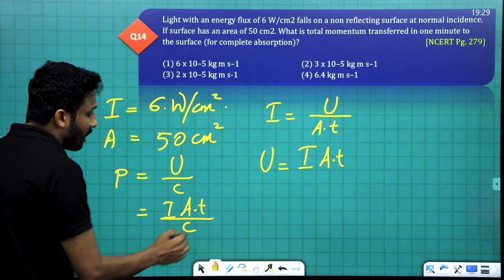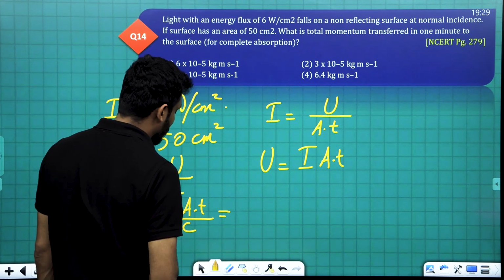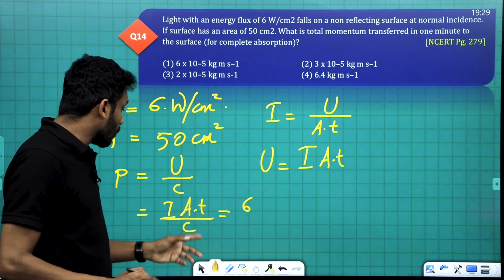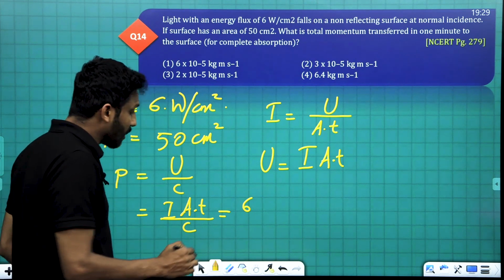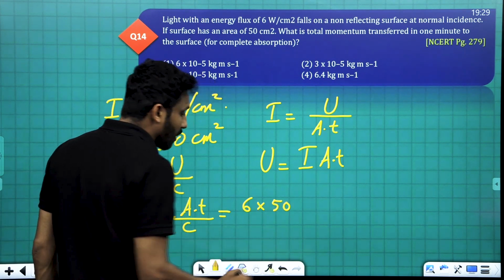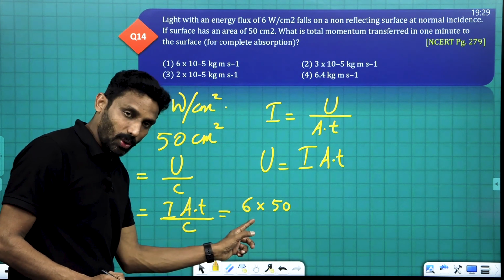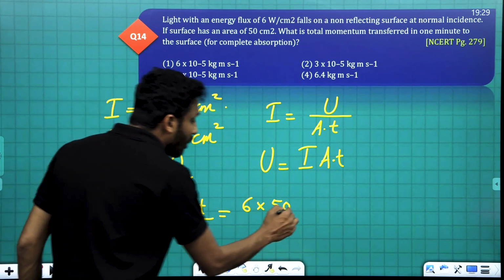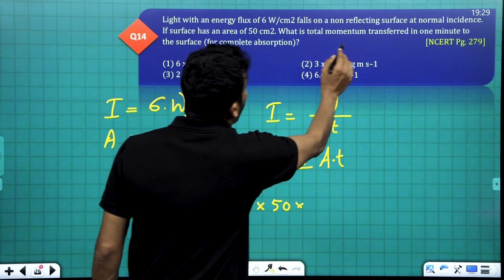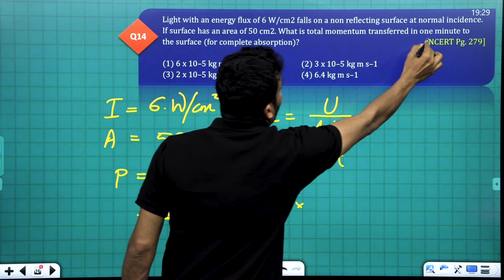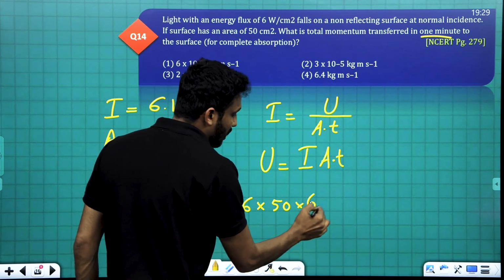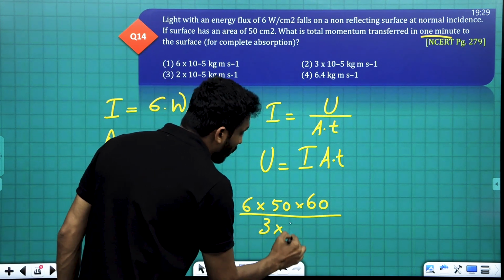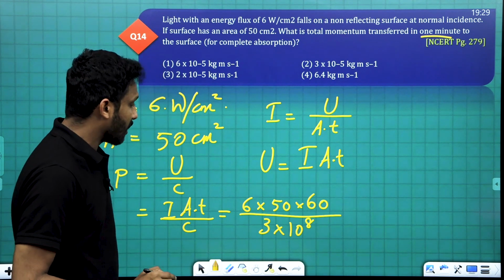Now everything is perfect. Intensity is given as 6 watt per centimeter square. We are not converting centimeter square because the area is also given in centimeter square. So this is 6 into 50, and centimeter square will cancel. Into 1 minute, which means 60 seconds in SI unit, divided by C, 3 into 10 power 8 meter per second.